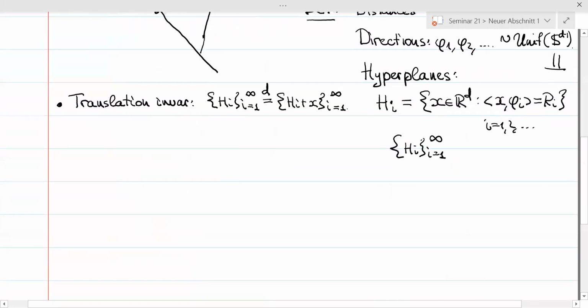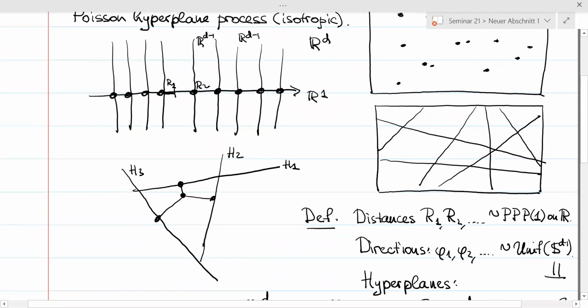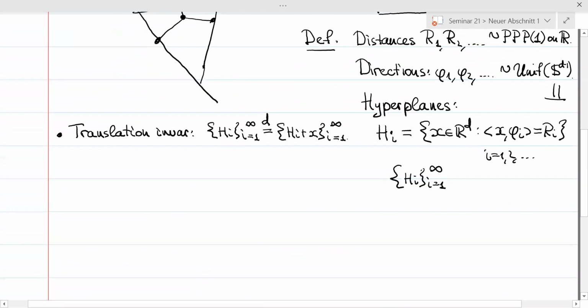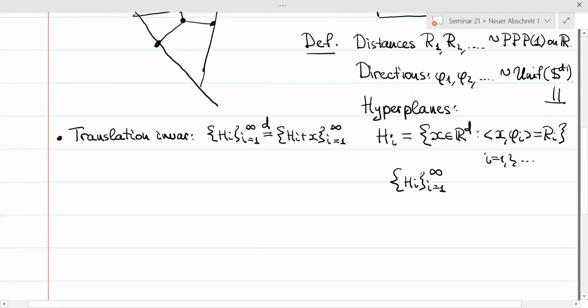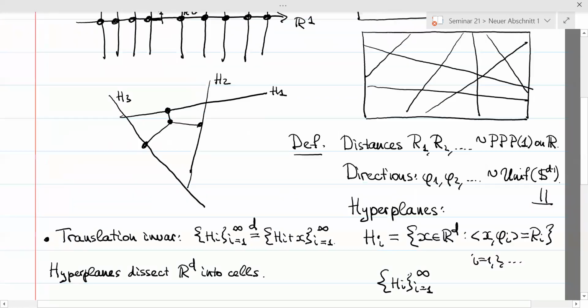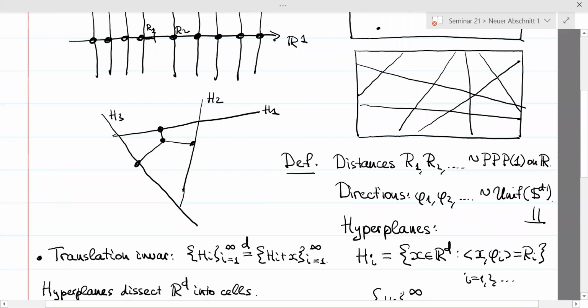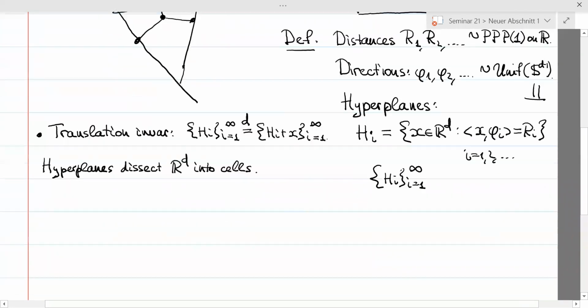Now, I shall be interested in the polytopes into which these hyperplanes dissect the space. So the hyperplanes dissect R^d into cells or polytopes. And I would like to choose one cell at random. Of course, the number of cells is countably infinite, so it's not quite trivial how to choose one of them, and there are many ways to do this.